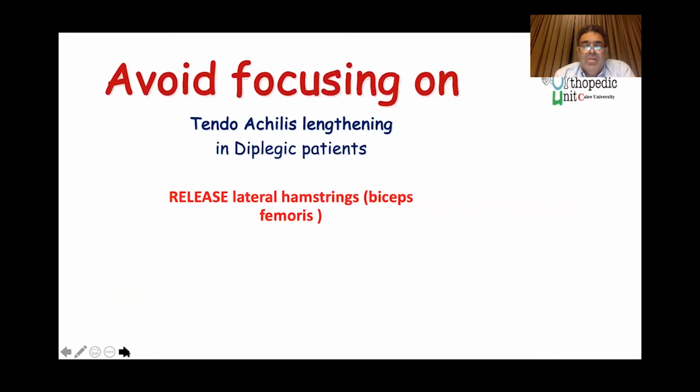Doing a multi-level release, you should focus on two things. Never do a tendo-Achilles lengthening alone in the diplegic, which is a very common mistake. Also, there is no need to do a lateral hamstring release. You should always keep the biceps femoris without lengthening.